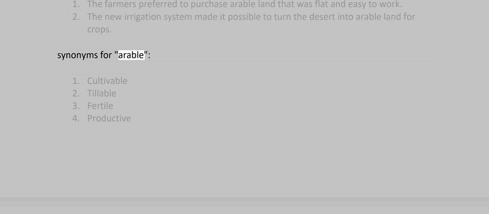Synonyms for arable. 1. Cultivable. 2. Tillable. 3. Fertile. 4. Productive. 5. Rich.